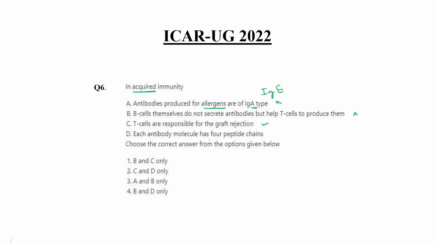Each antibody molecule has 4 peptide chains. Yes, heavy chains and light chains. 4 peptide chains. This one is again a correct statement. So according to me, C and D both are the correct statements. So choice number 2 would be the correct answer.